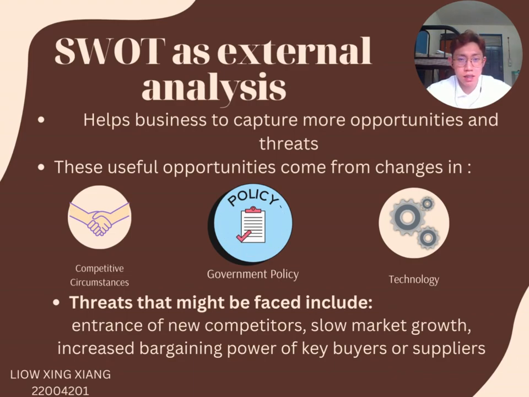Next, threats are external factors over which the company doesn't have control. No one likes to think about threats, but we still have to face them. Threats that might be faced by a company include the entrance of new competitors, slow market growth, and increased bargaining power of key buyers or suppliers. All of these factors can be considered by a business in their strategic management so that they can have a bigger picture of what is going on and what might potentially be faced by the company, and thus make better improvements in their strategic management.